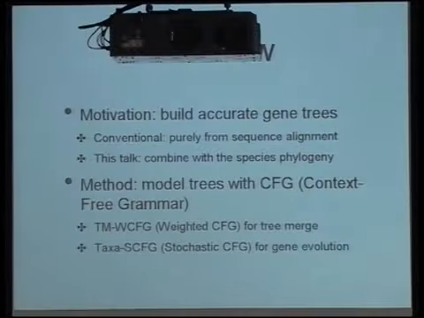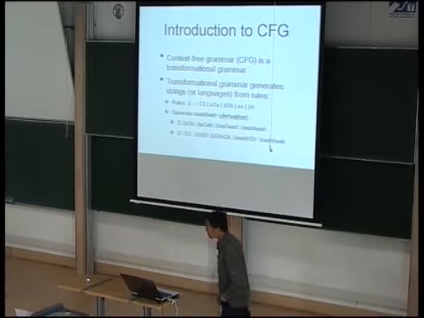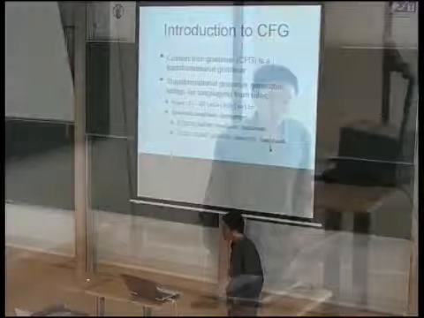It is context-free grammar. In particular, I'm going to show two applications of this model. The first one is the weighted context-free grammar for tree merge, and the second is stochastic context-free grammar for gene evolution. So first, what is context-free grammar? Context-free grammar is a transformational grammar. In computer science, a transformational grammar generates strings or languages from a set of rules.